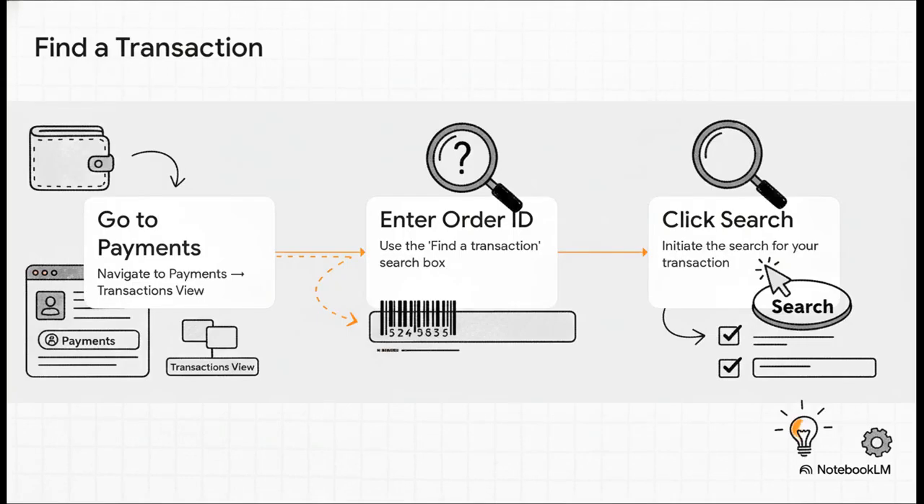And honestly, it couldn't be simpler. In your Seller Central dashboard, you're just going to navigate to Payments, then click on the Transactions View tab. You'll see a search box there that says Find a Transaction. Just pop your order ID in there, hit Search, and that's it.